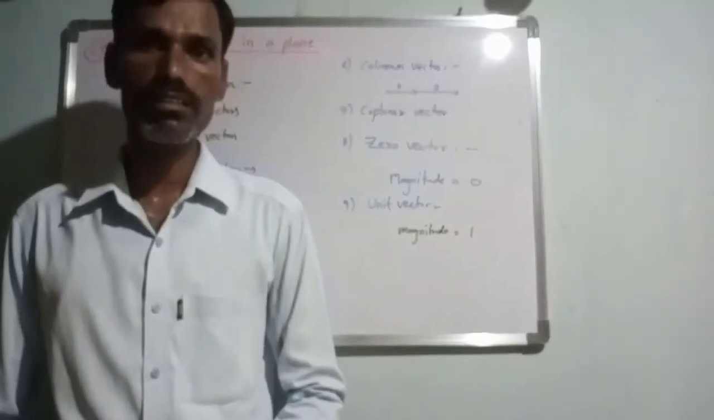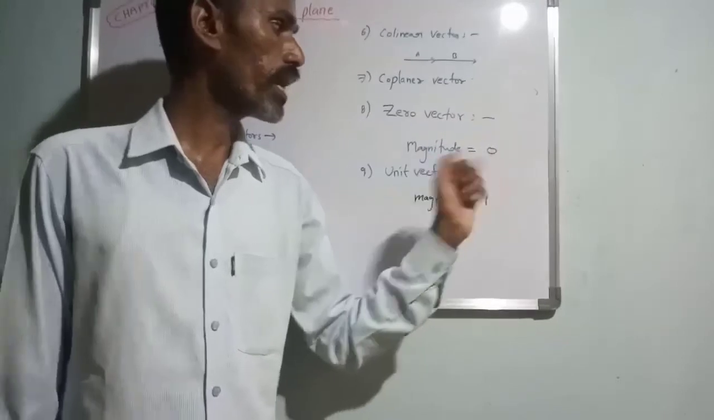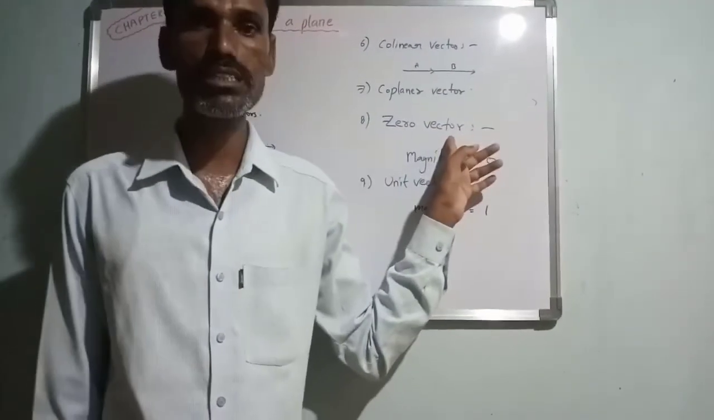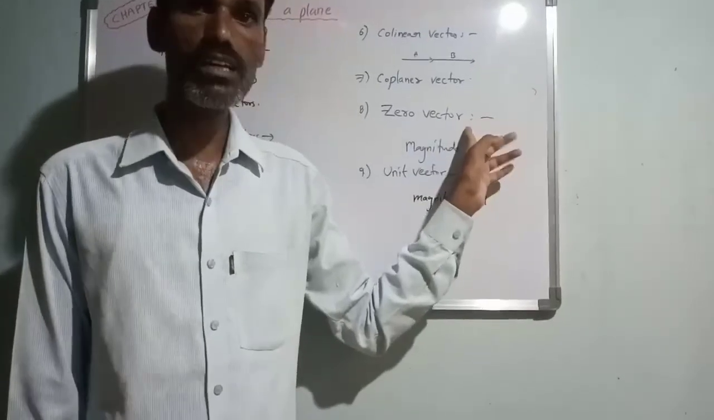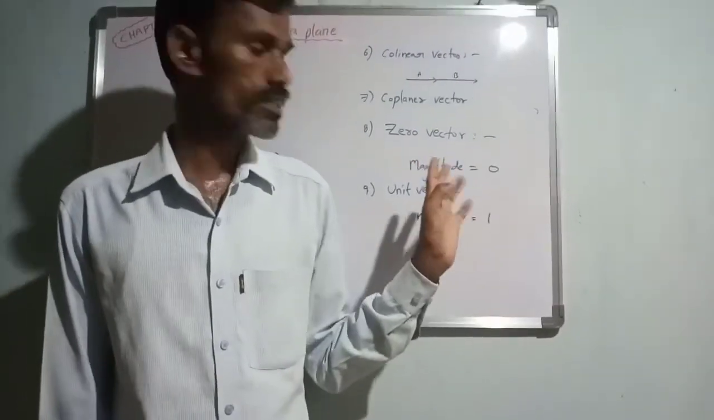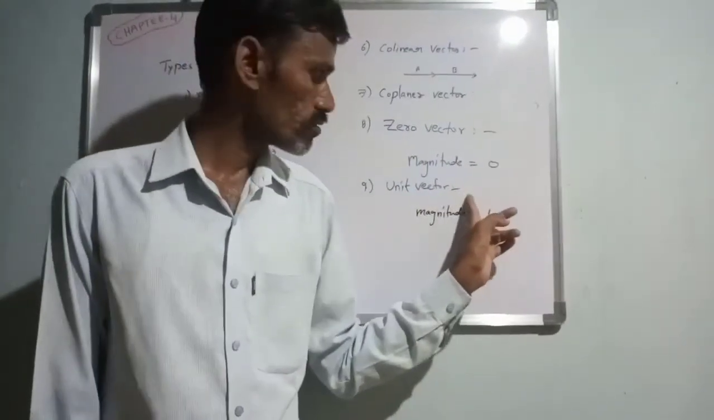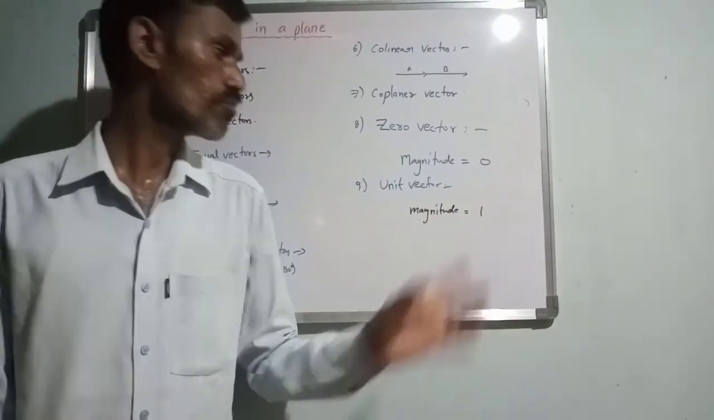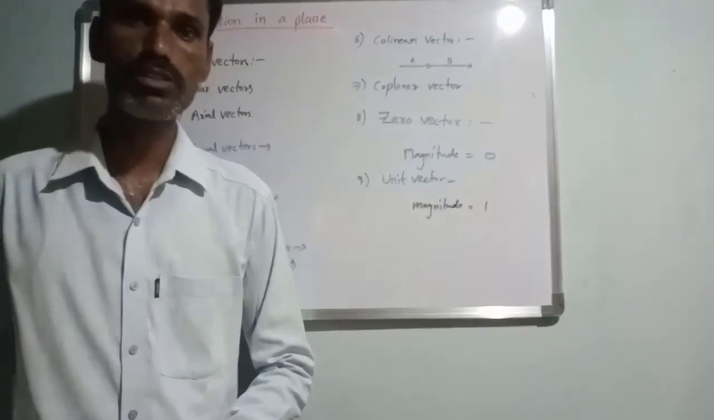Now the zero vector. What is a zero vector? If the magnitude of the vector is 0, then the vector is said to be a zero vector. For a zero vector, the direction is arbitrary. Unit vector: what is a unit vector? If the magnitude of a vector is 1, unity, then the vector is said to be a unit vector.